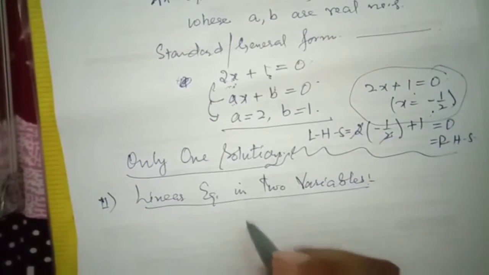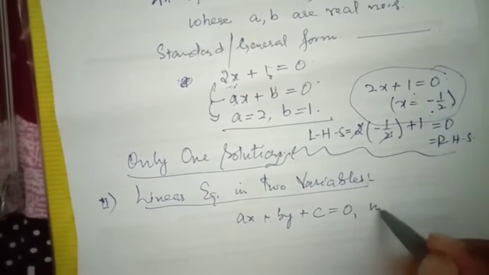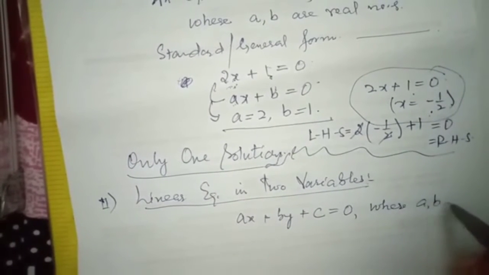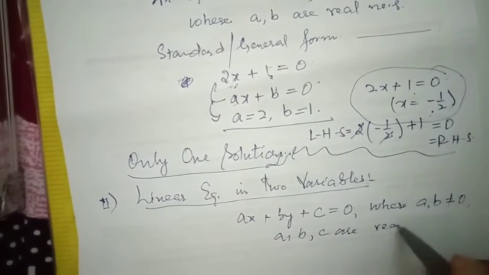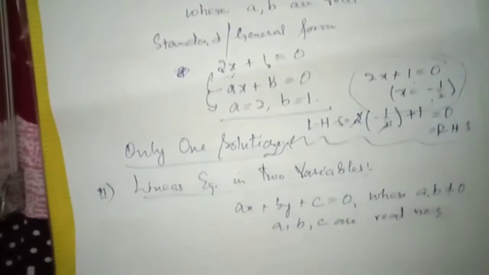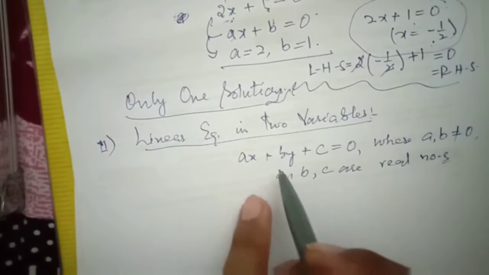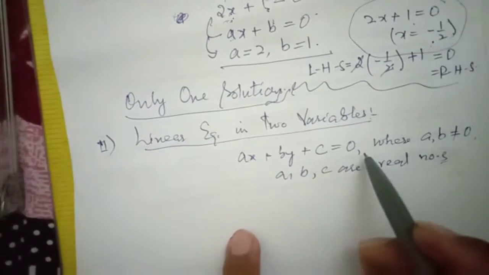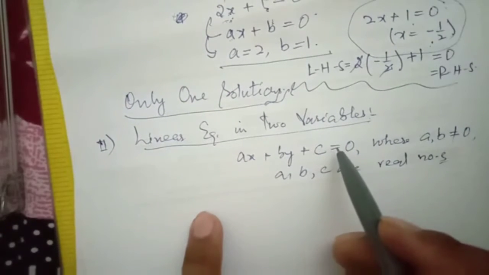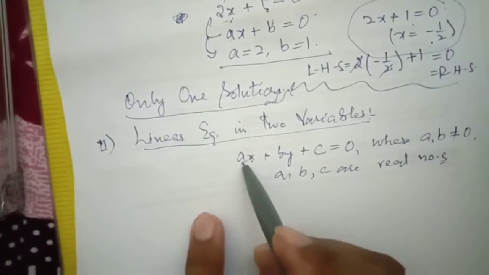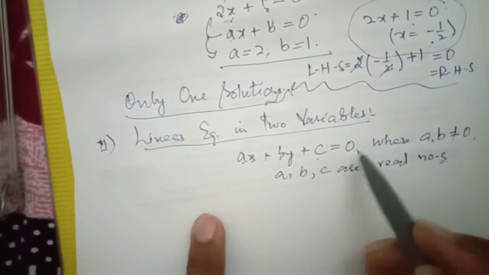An equation in the form of ax plus by plus c is equal to 0, where a, b should not be equal to 0, and a, b, c are real numbers, is the linear equation in two variables. It means any equation in this form, ax plus by plus c is equal to 0, will be known as the linear equation in two variables. Here a is the coefficient of x and b is the coefficient of y. C is here the constant term, and this is RHS.